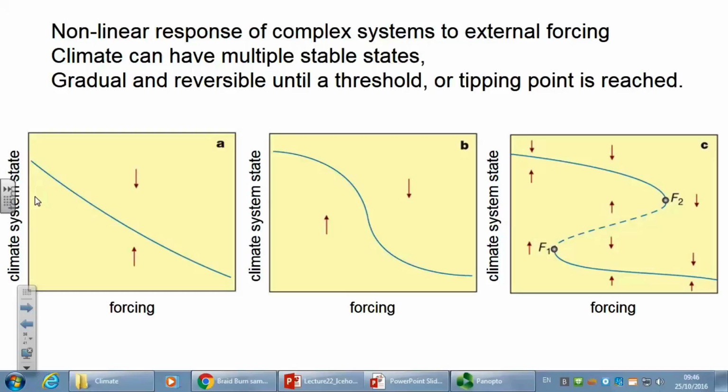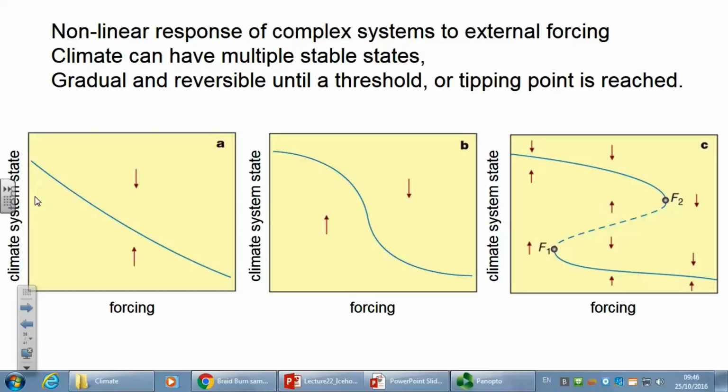It might be a little bit more like this. You might change the forcing a little bit, and that doesn't change the climate much. Then you get past a certain point, and a little bit of forcing flips the climate into a different state. Now, it might even be that the climate's more like this, where you change the forcing backwards and forwards and change the climate a little bit, until you get to this point here, and then suddenly we flip into this completely different climate state, and it doesn't matter how much you reduce the forcing, it's then very hard to get back into the initial state.